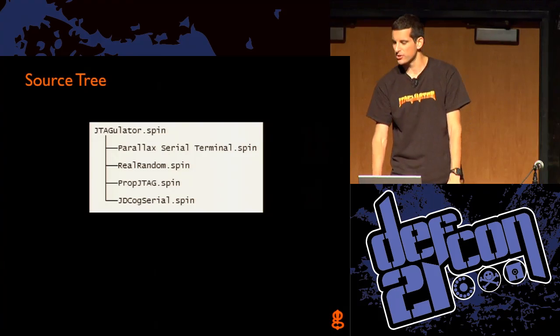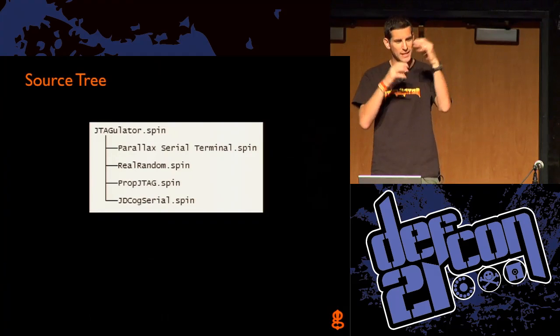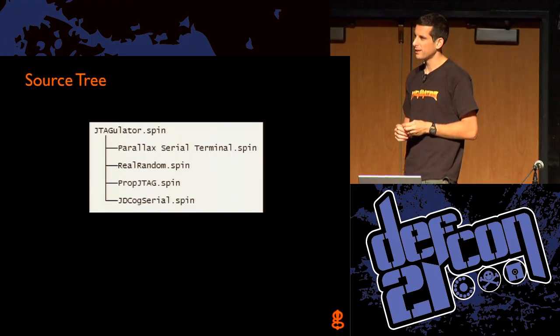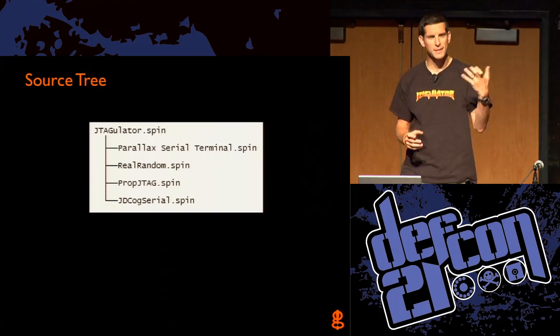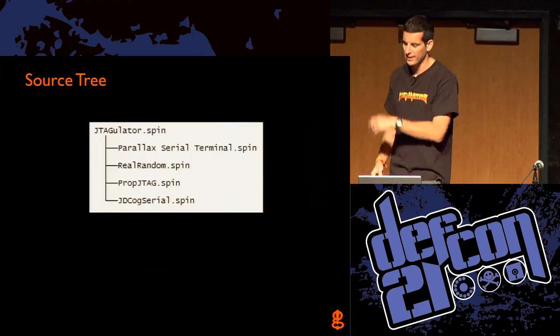So here's the current source tree. I have the main object file. These Spin files are the individual modules just to keep things modular. So if we add in, say, a Microchip ICSP interface, we can add that as a separate file and link that in, sort of like C files or header files, whatever.